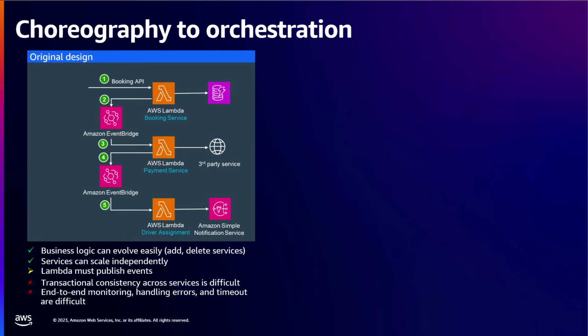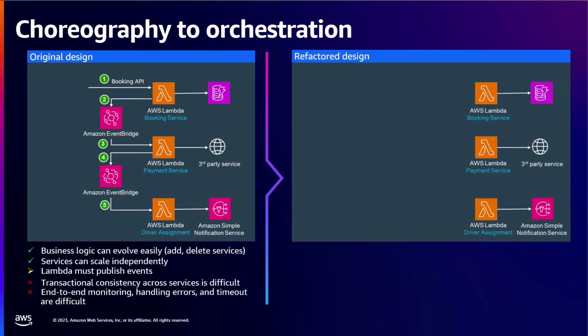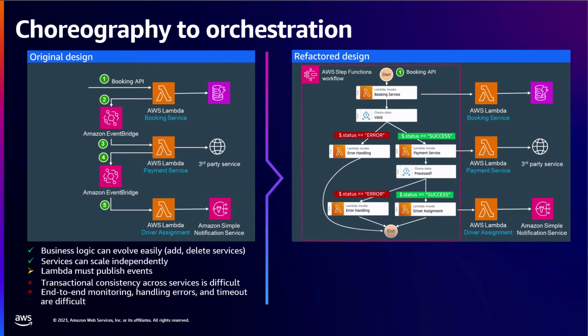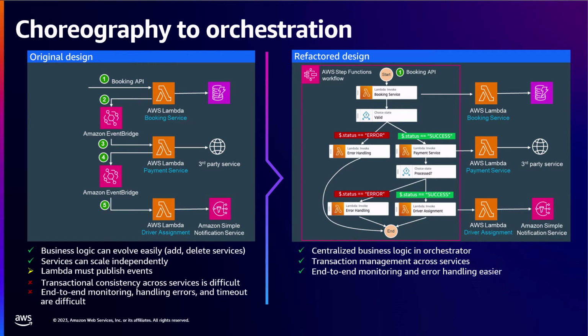Also, our business flow is distributed across these 3 services. So managing the transactional scope becomes difficult. Say a service goes down, no events get passed. So we can do better. To address this challenge, now let's look at the refactored design.